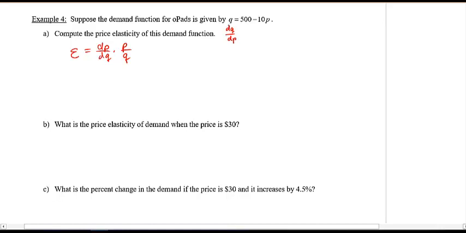Did I write this wrong? I'm so sorry. I forgot. These are always opposite. If P is in the top, then it's dQ. My apologies. dQ over dP. That's easier. So in this case, the derivative is negative 10. So really what I have here is that this dQ/dP is negative 10. P is just P, and quantity in terms of P is now 500 minus 10P. So I get this expression, negative 10P over, what is it?